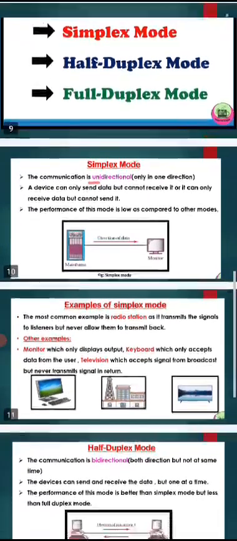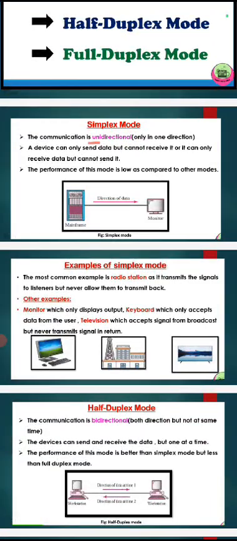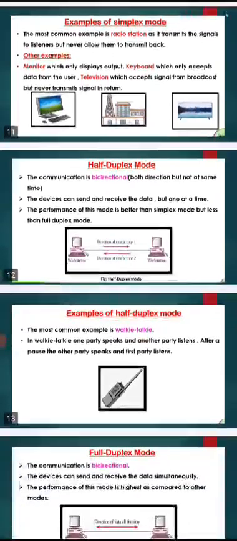Simplex mode is where the communication is unidirectional, that is only in one direction. So a device can only send data but cannot receive it, or it can only receive data but cannot send it. The performance of this mode is low as compared to other modes. Examples are the monitor which displays only output, and the keyboard which can only accept data from the users. These are some of the examples of simplex mode.